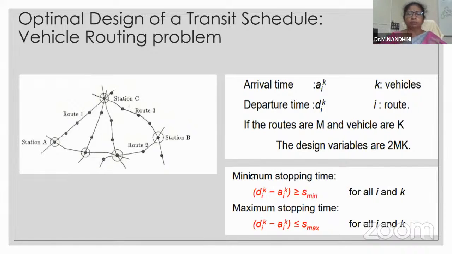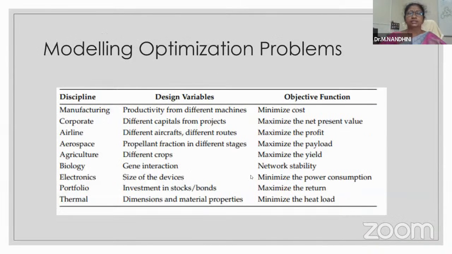This vehicle routing problem can be extended to telecommunication lines also, wherever you have n number of nodes interconnected. So these are some of the optimization problems. I'm showing what the design variables and the different objective functions are for different disciplines of applications. Okay.